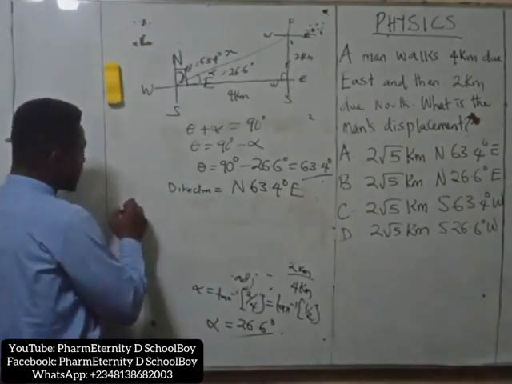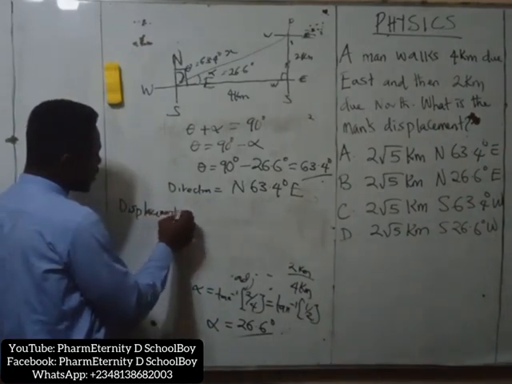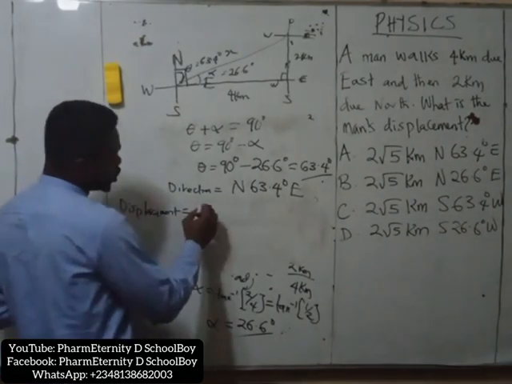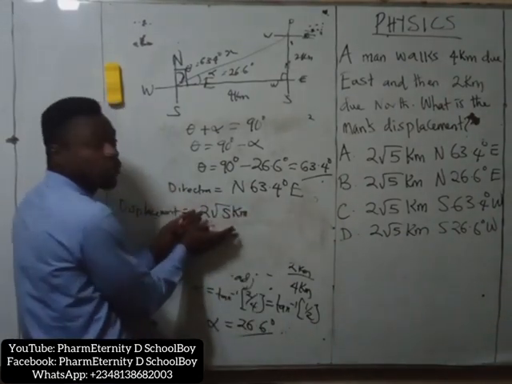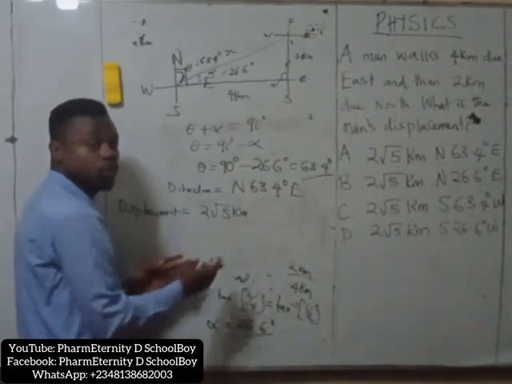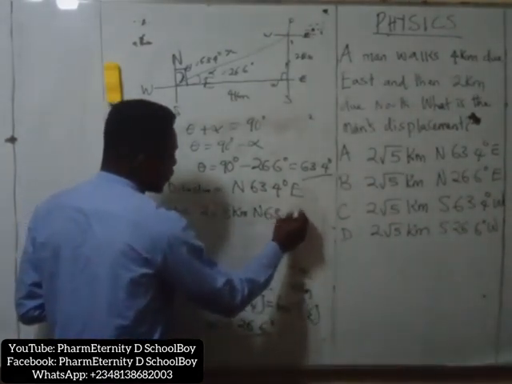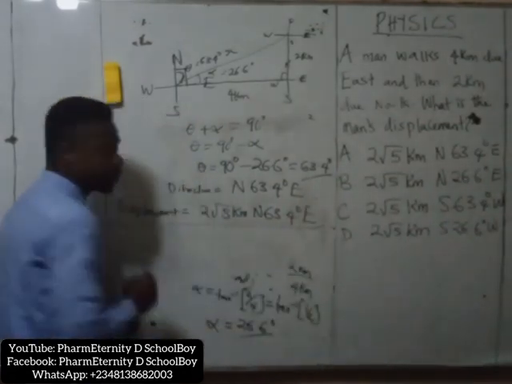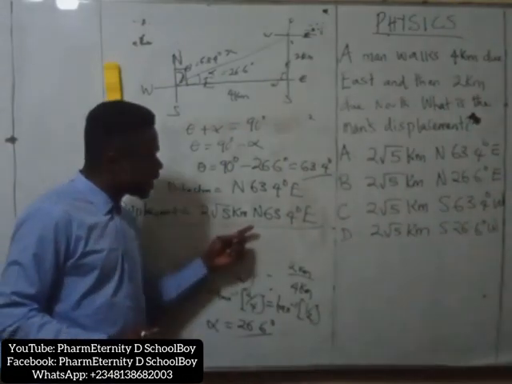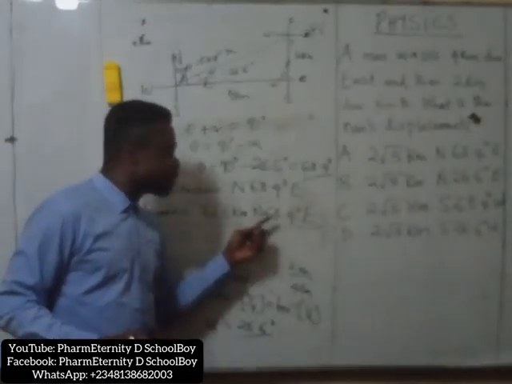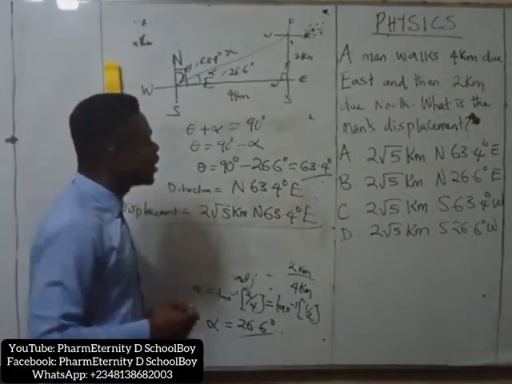So let's combine the direction and the magnitude. We now determine that the displacement of the man is the magnitude, which is 2 root 5 kilometers, then you put the direction, north, 63.4 degrees east. So the man's displacement is 2 root 5 kilometers north, 63.4 degrees east.